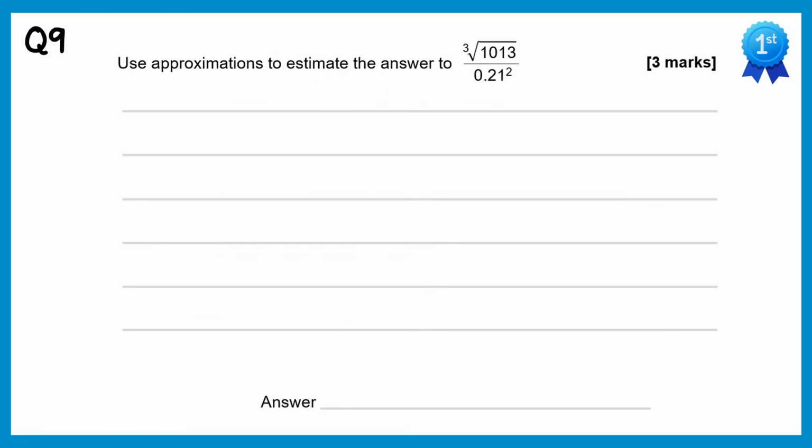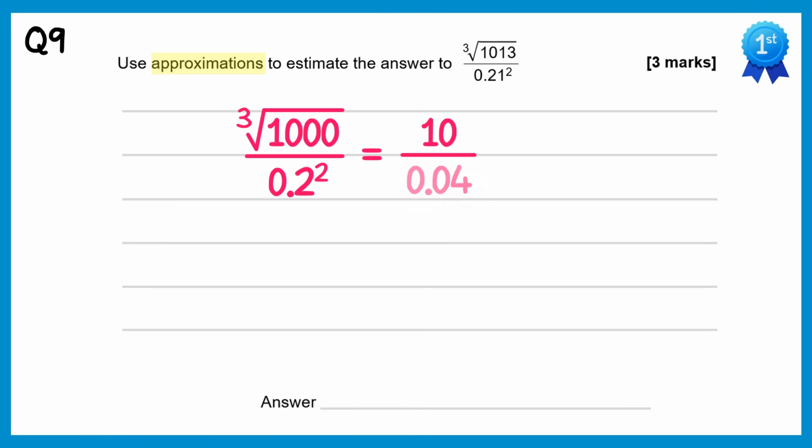In this question we need to use approximations to estimate the answer to this calculation. This usually means we're going to round to one significant figure. So instead of 1013, we'll round that to 1000. So on the top, we've got the cube root of 1000. On the bottom, instead of 0.21, if you round that to one significant figure, you get 0.2, so it's 0.2 squared instead. The cube root of 1000 is nice, it's 10, and 0.2 squared is 0.2 times 0.2, which is 0.04.